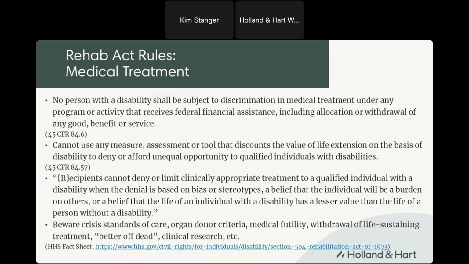So where this typically comes up are situations like crisis standards of care, organ donor criteria, medical futility determinations, where you decide that, or you advocate that, this person ought to be taken off the ventilator or whatever it might be because you think they have a poor quality of life, withdrawal of life-sustaining treatment, a conclusion that the patient is better off dead than receiving ongoing care, and clinical research situations where you place conditions on or limit their ability to participate because of some kind of disability they have.